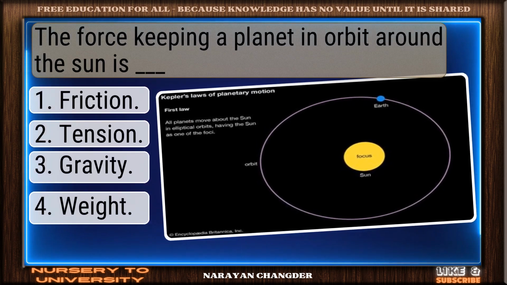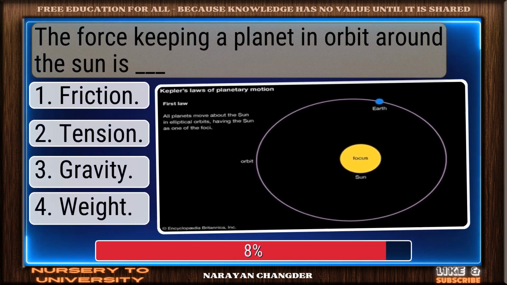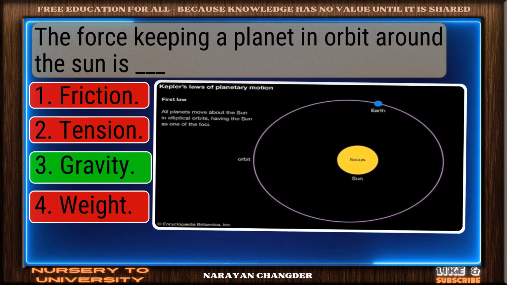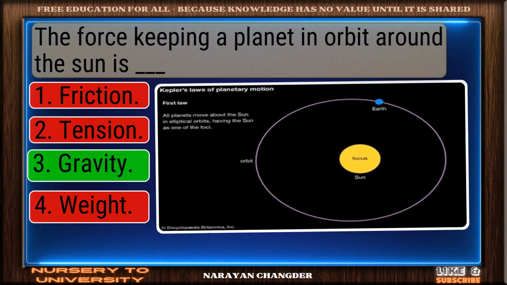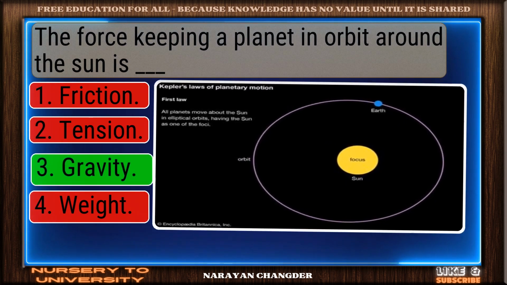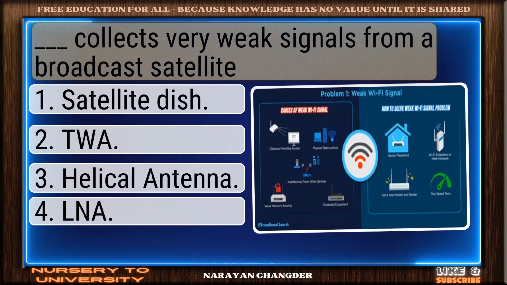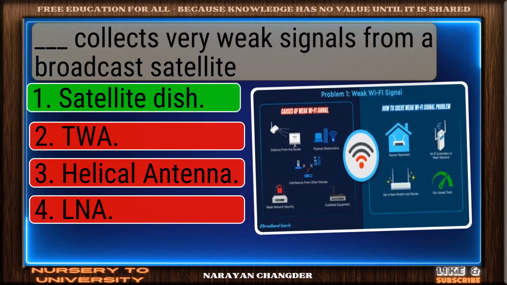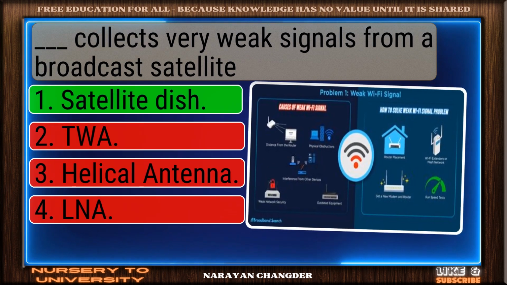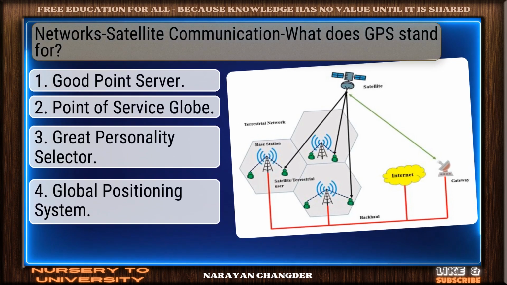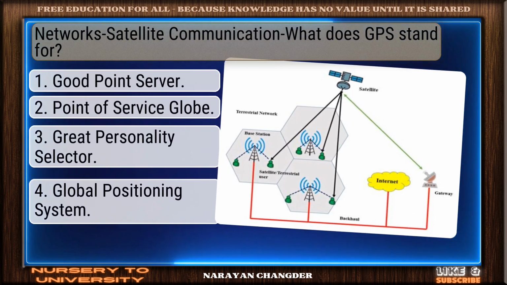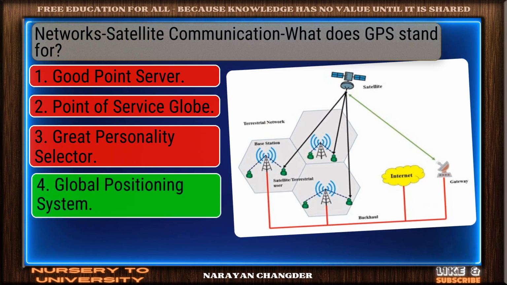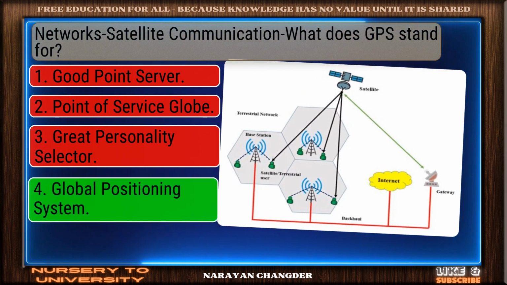The force keeping a planet in orbit around the sun is dash. Clear logic. Your choice, gravity, is sound and 100% true. Dash collects very weak signals from a broadcast satellite. Smart pick. Satellite dish is the correct choice. Network satellite communication. What does GPS stand for? Correct response. Global Positioning System is the most accurate answer.